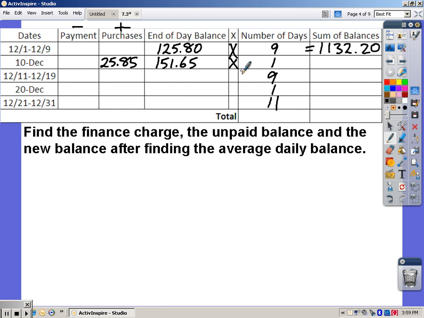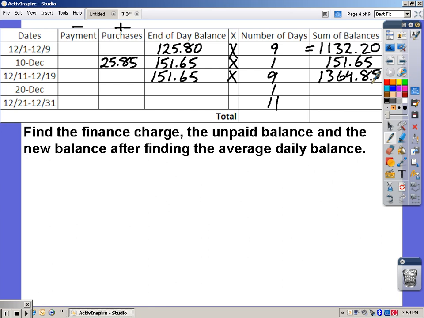Times 1, you get $151.65. Now, from December the 11th through December 19th, there were no payments or purchases, so my balance is simply carried down. 151.65 times 9 days, work that out. You should come up with $1,364.85.